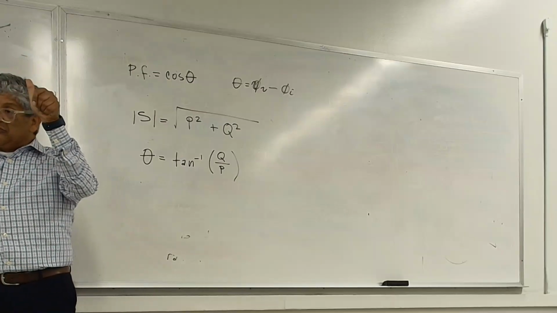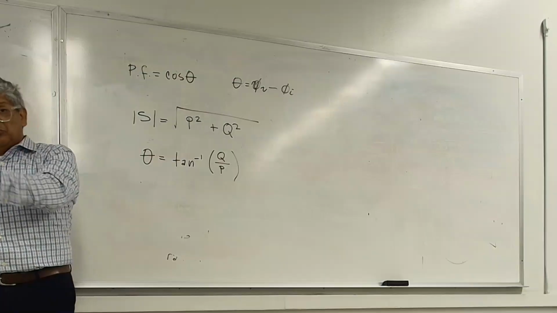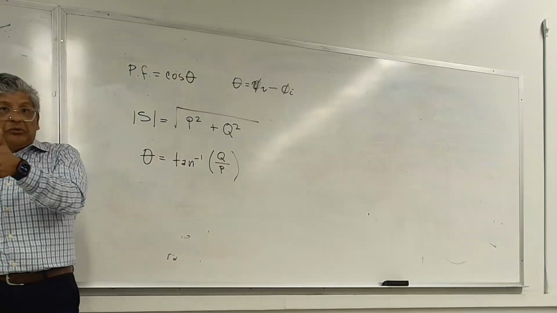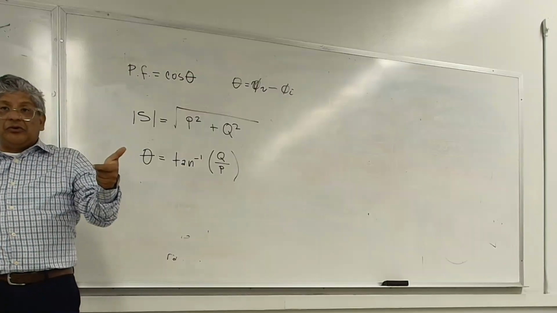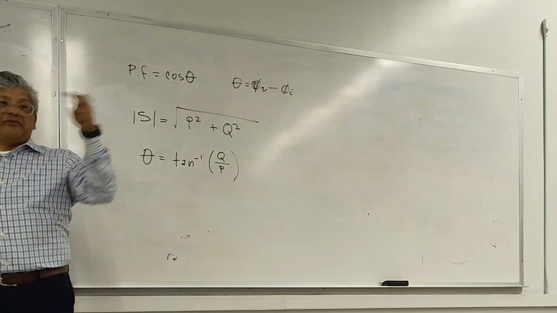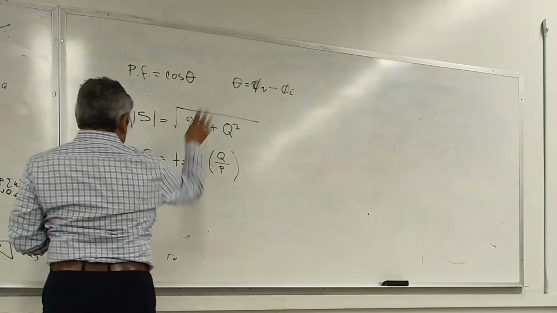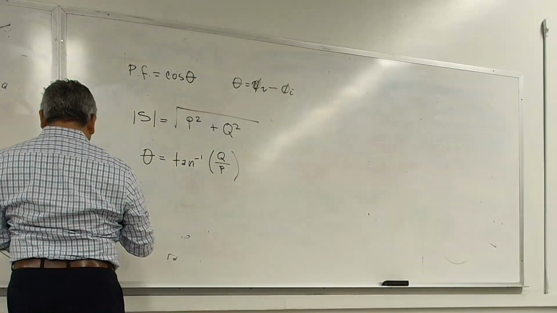They can give you the real power and the power factor, with whether it's leading or lagging. They can give you the P and Q. They can give you S and Q. You need two pieces of information to find the rest of the information, okay? I'm just giving you some extra formulas that you can use.